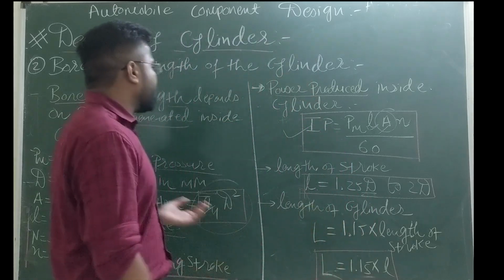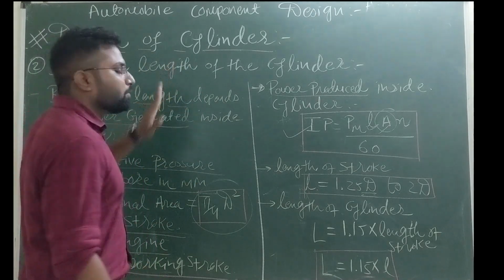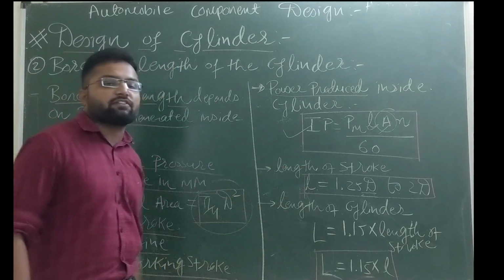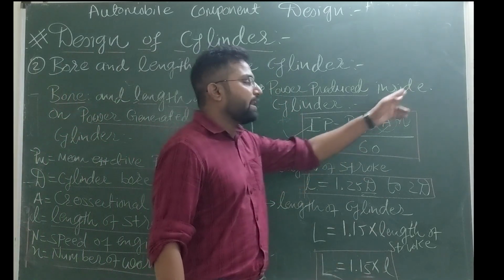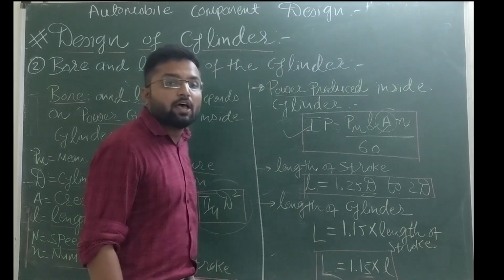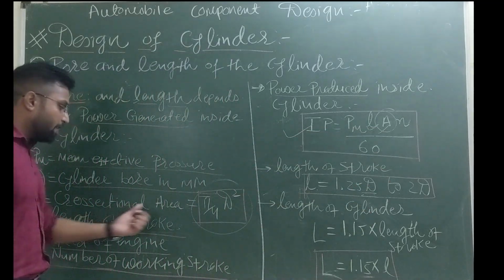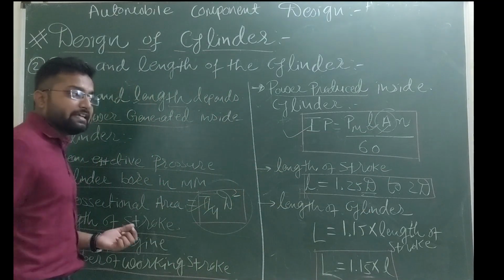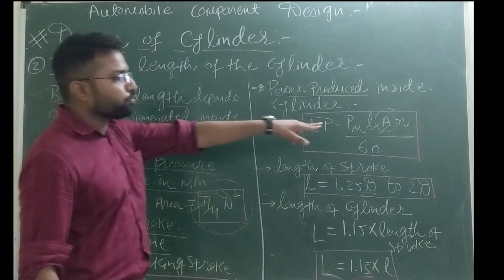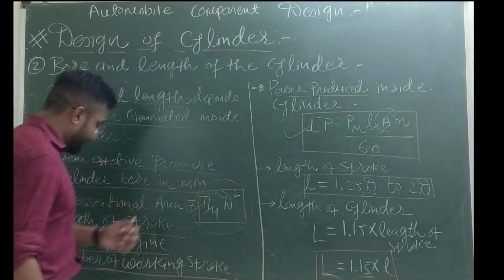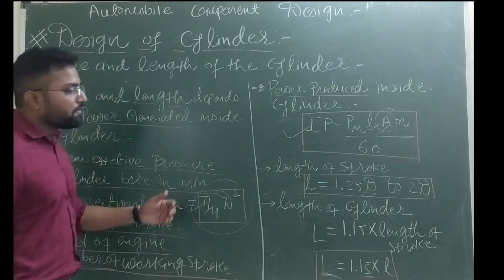So let's have a recap. In this video, we have determined the length and bore of the cylinder, depending on our input criteria, which is indicated power. The equation of indicated power is P_m L A N upon 60, where P_m is mean effective pressure, L is length of stroke, A is the cross-section area of our cylinder, which is pi by 4 d squared, and N is the number of working strokes. In the case of a 2-stroke engine, the number of working strokes is directly equal to the speed of the engine, and in the case of a 4-stroke engine, it is N by 2.